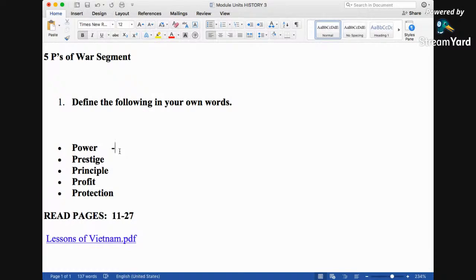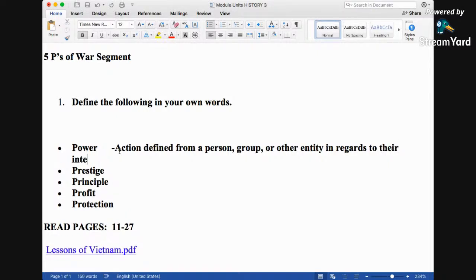Power is an action defined as or from a person, group, or other entity in regards to their interactions. How about that? Excuse me. Anyway, this would be defined in my own words.